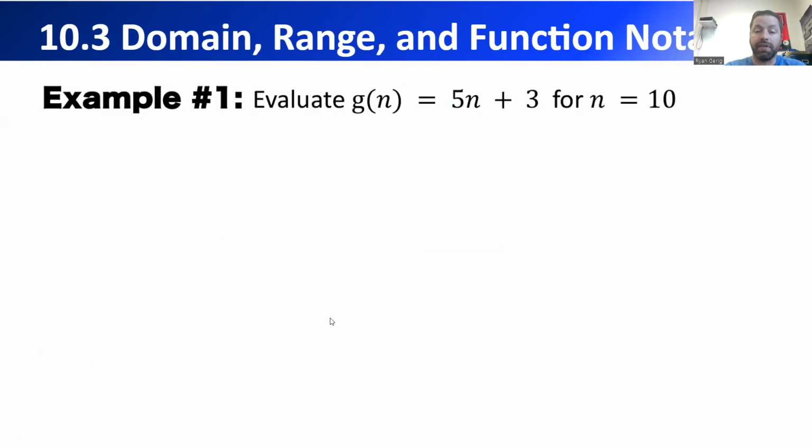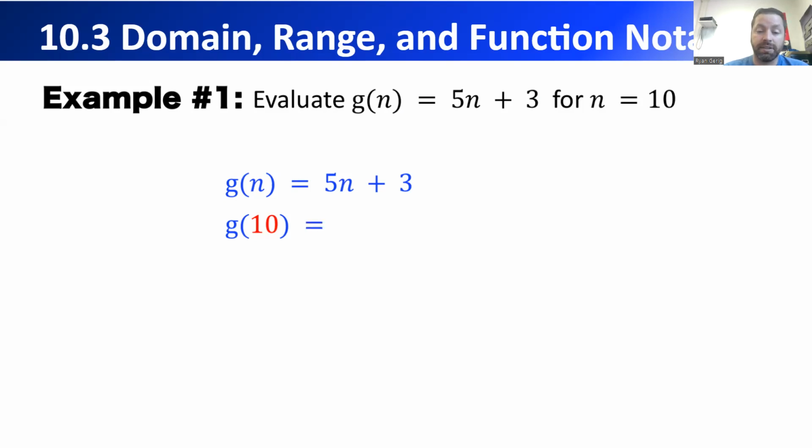So we're going to evaluate a function now. So evaluate g of n for n equals 10. A lot of people have a hard time understanding what I'm asking you to do here. Well, g of n equals 5n plus 3. What I'm telling you is I want you to put 10 in for n. So g of 10 is how you would read that, g of 10. That doesn't mean we're doing 10 times g. It just means I'm putting 10 in anywhere I see an n.